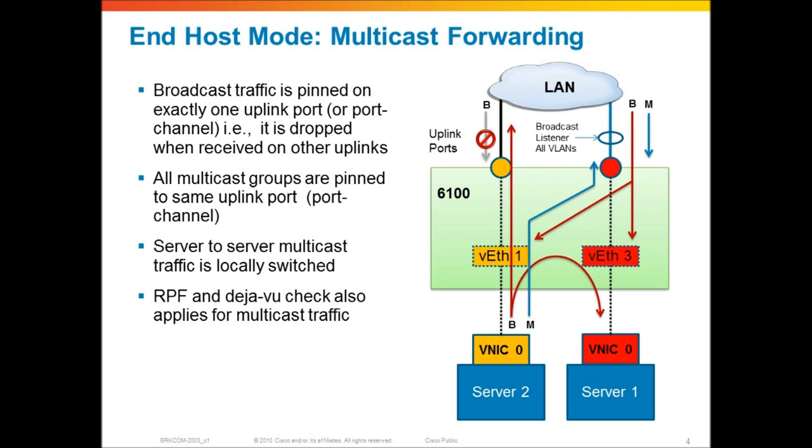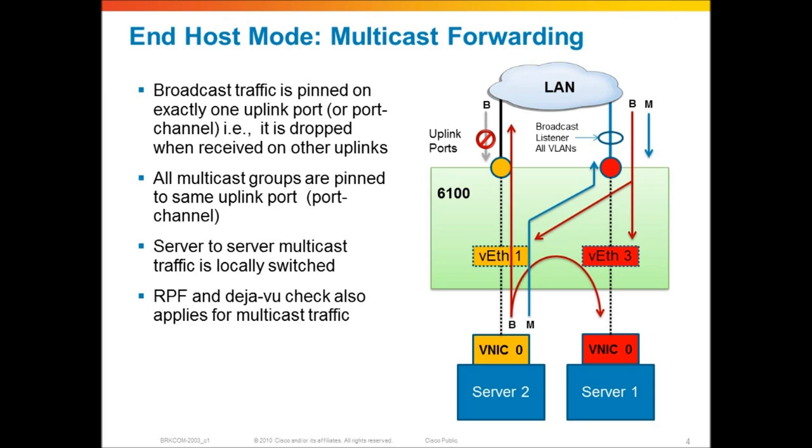Now let's take a look at some of the multicast and broadcast forwarding behavior of end-host mode. Now when you have multiple logical uplinks configured on a 6100 like we have here with the orange uplink and the red uplink, one thing that the Fabric Interconnect is going to do right away is pick one of those uplinks as the broadcast listener and multicast listener for all VLANs. So here we have the red uplink, and that was chosen as a broadcast listener.